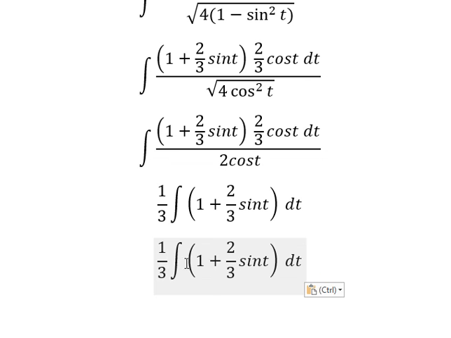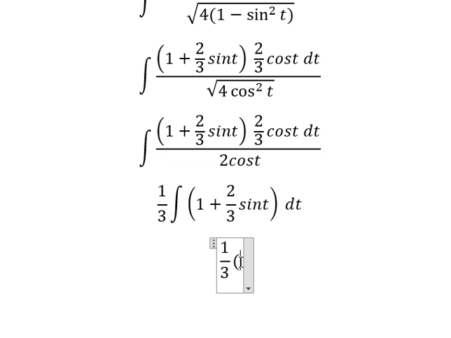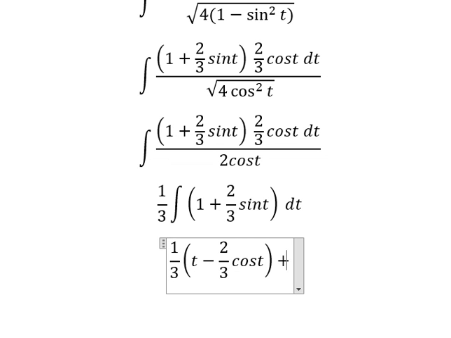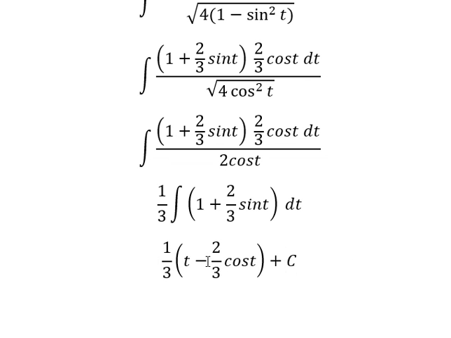The integration of number 1, we have t. The integration of sine t, we have negative number 2 over 3 cosine t. And I will put plus c.